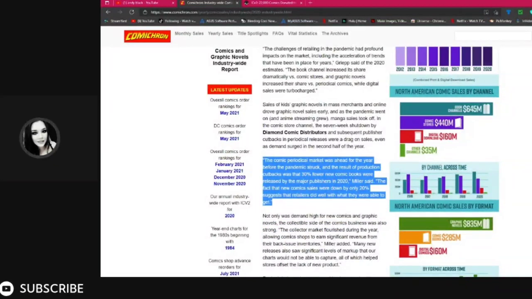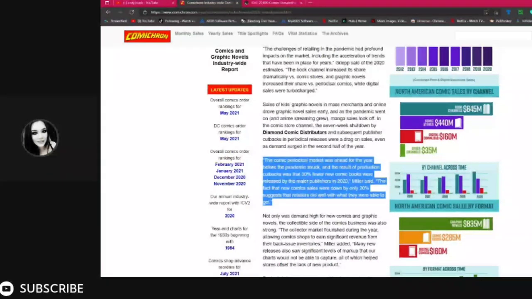The comic periodical market was ahead for the year before the pandemic struck, which was like 187 million, something like that. And the result of the production cutbacks was that 30% fewer comics were released as compared to the year before, right? But it says the fact that new comic sales were down by only 20% suggests that retailers did well with what they were able to get. That's huge. It's relatively huge.